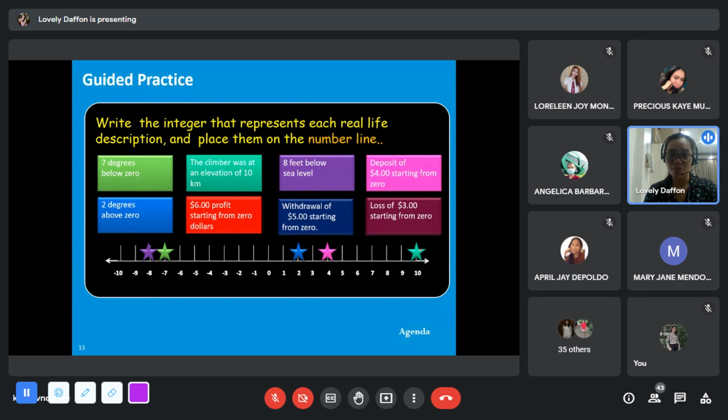Next, we have $6 profit starting from $0. It's a profit, so it comes in. Profit, your gain, your income. Withdrawal of 5 starting from 0. That's a withdrawal, so that's negative 5. Loss of $3 starting from 0. So that's negative 3.